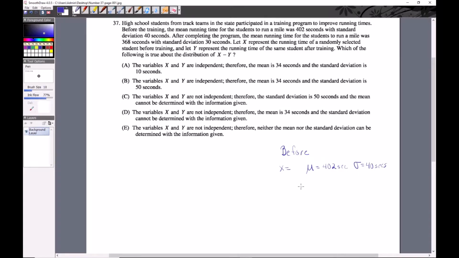Okay. After completing the program, the mean running time for the students to run a mile was 368 seconds, so we'll call that y. And so the mean did drop. That's 368. And a standard deviation of 30.